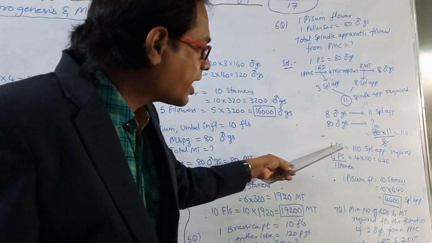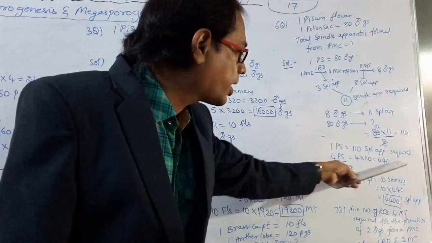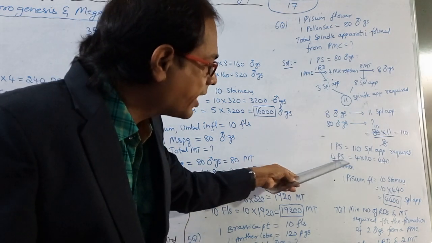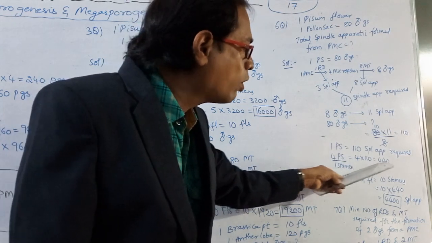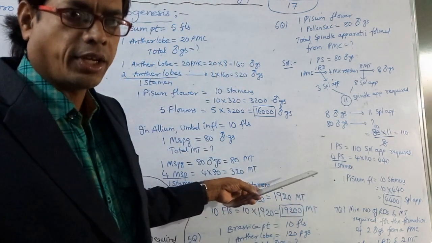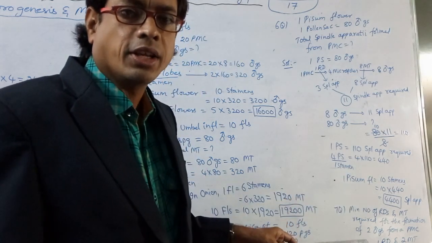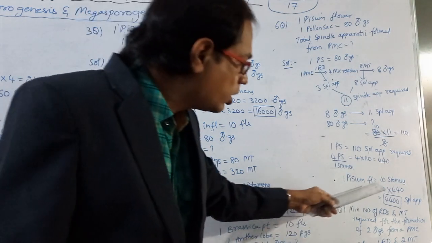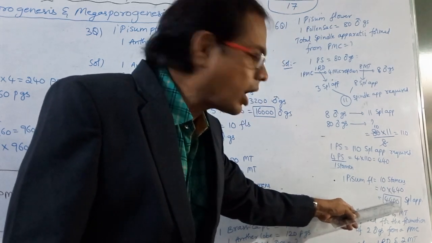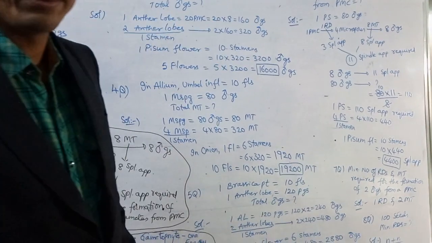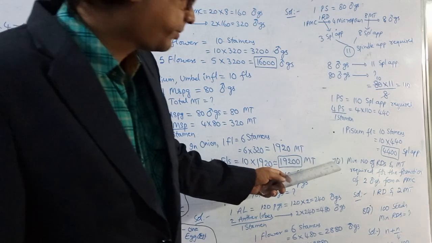Now one pollen sac requires 110 spindle apparati. For 4 pollen sacs, that is for one stamen, 4 into 110, that is equal to 440. Isn't it? One pisum flower contains how many stamens? 10 stamens are present. So 10 into 440, that is equal to 4400 spindle apparati. Did you understand? Okay. Another question.